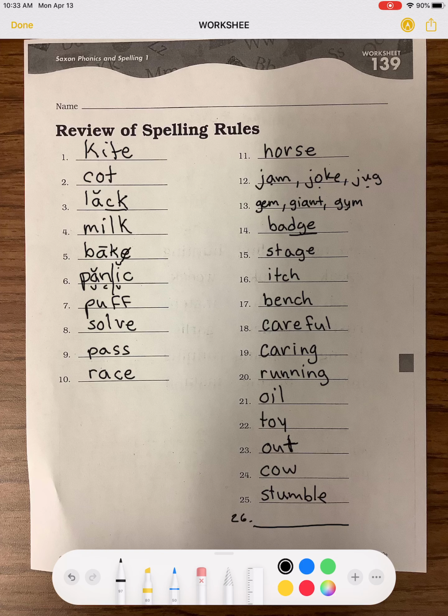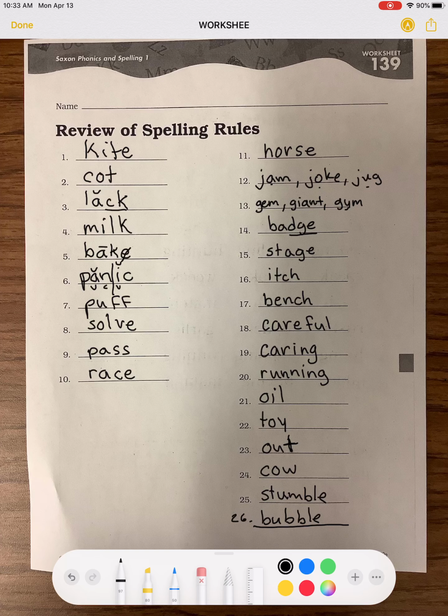Okay, now, when a consonant is not present to keep the vowel short, the first consonant of the final stable syllable must be doubled, like in bubble, right? Let's write that. B-U-B-B-L-E. We have to double it because if we don't double it, it says buble. We don't want a buble, we want a bubble.